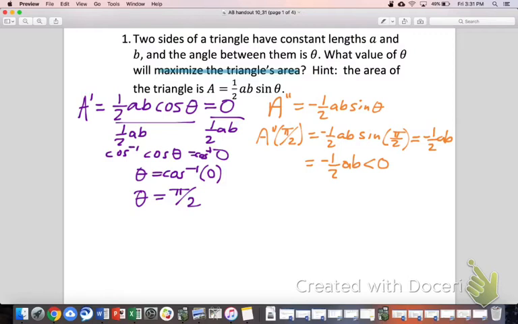So, because A double prime is negative, we can draw a conclusion right now. I'm going to do that here. If you got stuck, feel free to pause the video anywhere in here and try to write your conclusion out if you want.